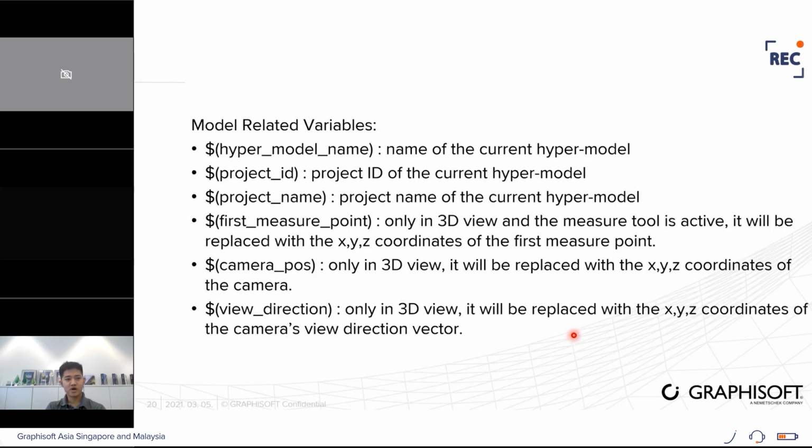Okay, some model-related variables: hypermodel name, the name of your hypermodel, like mentioned earlier, project ID, project name, and then there's the first measure point, which is the measurement for the tool. Camera position, and then the view direction. Later, I'll show you how to use these things.